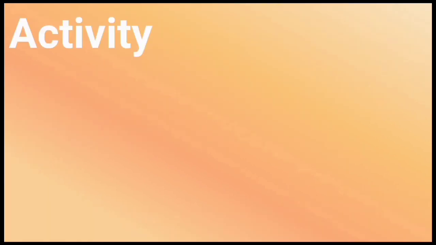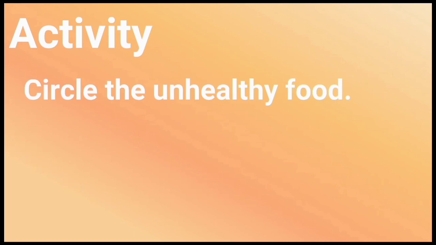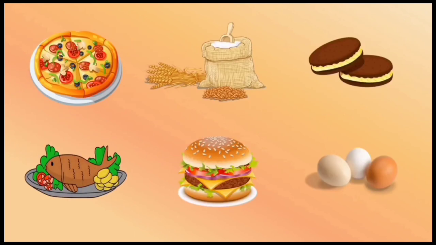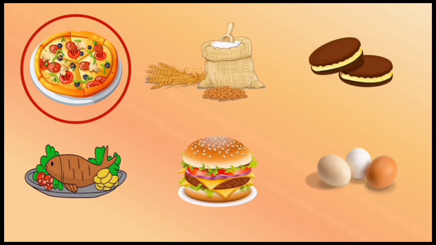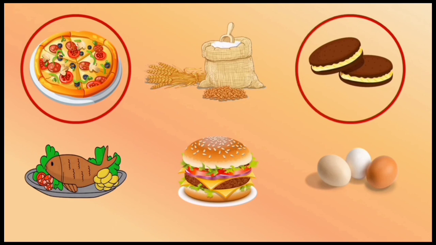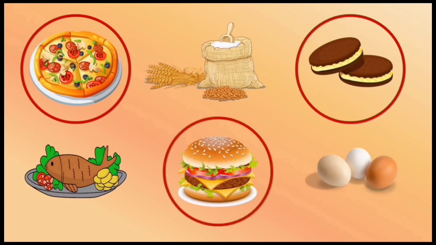Now, kids, let's have our activity. Circle the unhealthy food. One more time. Circle the unhealthy food. Let's go. Pizza, is that healthy food or unhealthy food? Correct, unhealthy. So you're going to circle the pizza. Okay? Great. Biscuits. Yes, that's unhealthy food also. How about the last one? Correct. Burger. Burger is not healthy food.